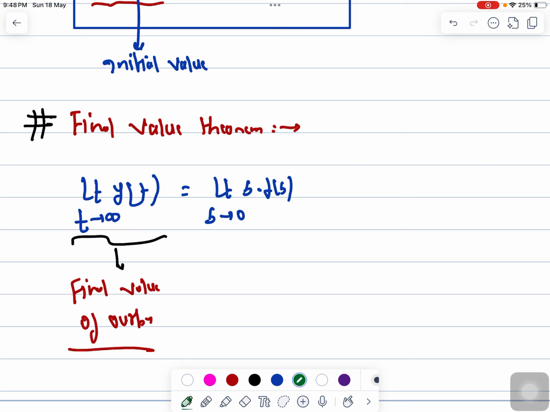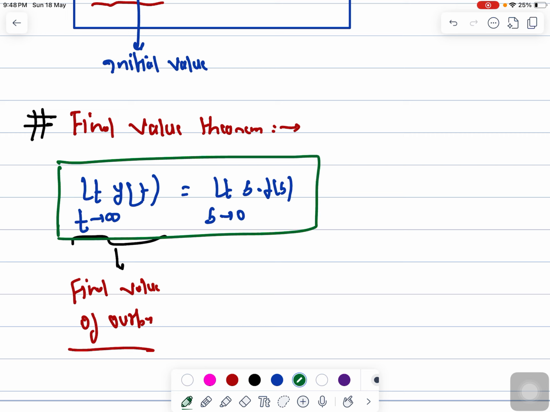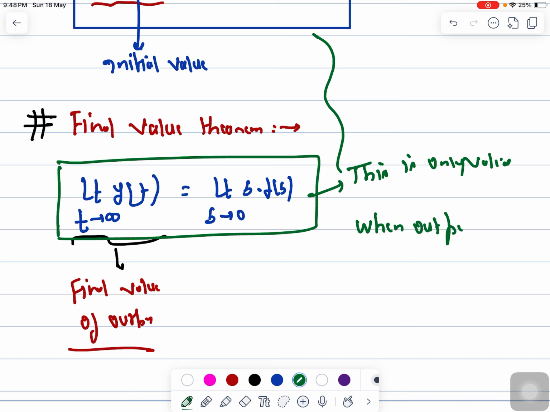Is that clear? Now, there is a limitation here. This is only valid when the output response of the system is stable, right? If it is unstable, you cannot use the theorem, right?